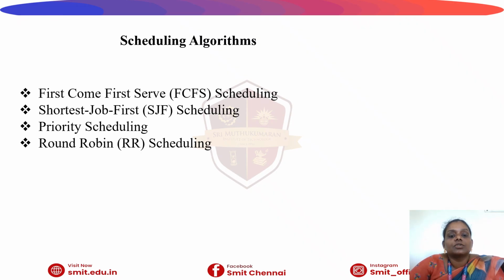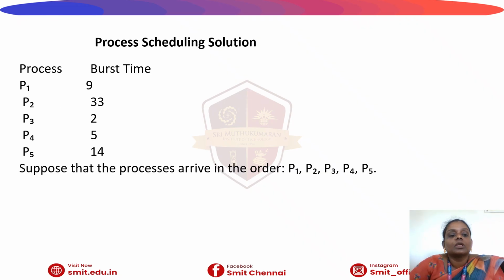Next, the CPU algorithms. There are four types of CPU algorithms: first come first serve, shortest job first scheduling, priority scheduling, and round robin scheduling. In first come first serve, there is a problem. There are five processes working in a CPU: P1, P2, P3, P4, and P5. The burst time for P1 is 9, P2 is 33, P3 is 2, P4 is 5, and P5 is 14.